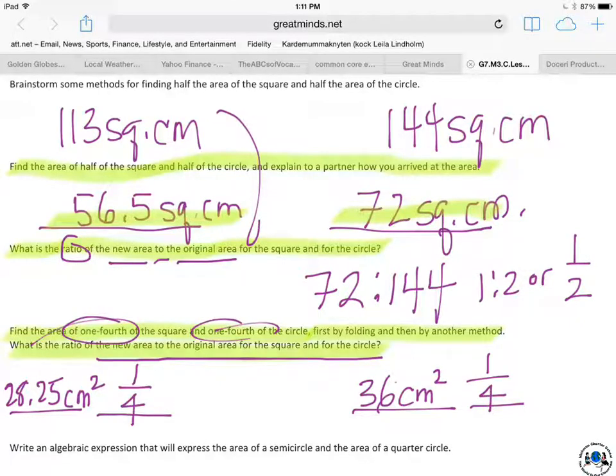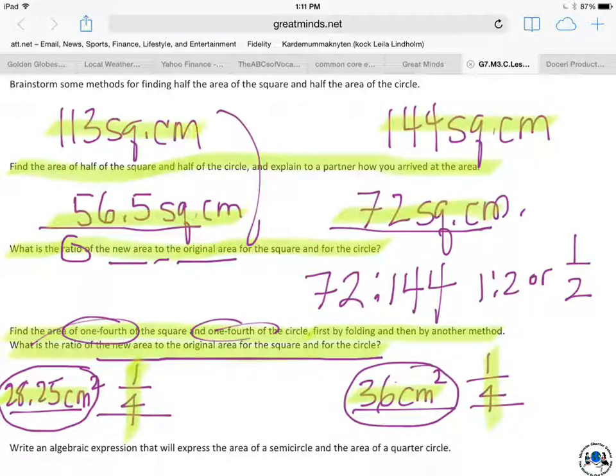Okay, so if we find the area of 1/4 of this square, we would have gotten 36 centimeters squared. And 1/4 of the circle would have been 28.25, or 28 1/4 centimeters squared. And both of those in terms of ratio are 1/4: the new 1/4 of the square and circle to the original whole square and whole circle. Okay, we can go back and look at the original square and circle right now. Let's do that.